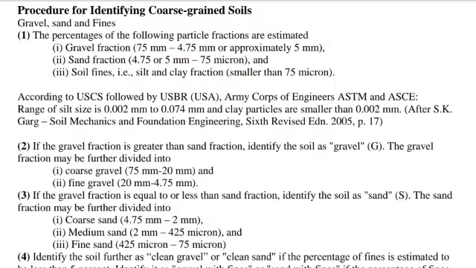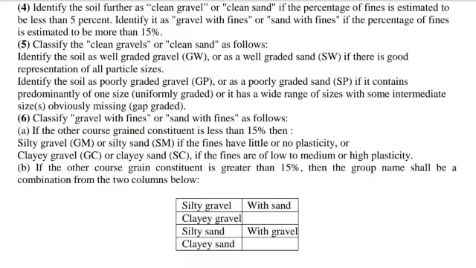3. If the gravel fraction is equal to or less than the sand fraction, identify the soil as sand, capital S. The sand fraction may be further divided into: first, coarse sand, 4.75 mm to 2 mm; second, medium sand, 2 mm to 425 micron; third, fine sand, 425 micron to 75 micron.